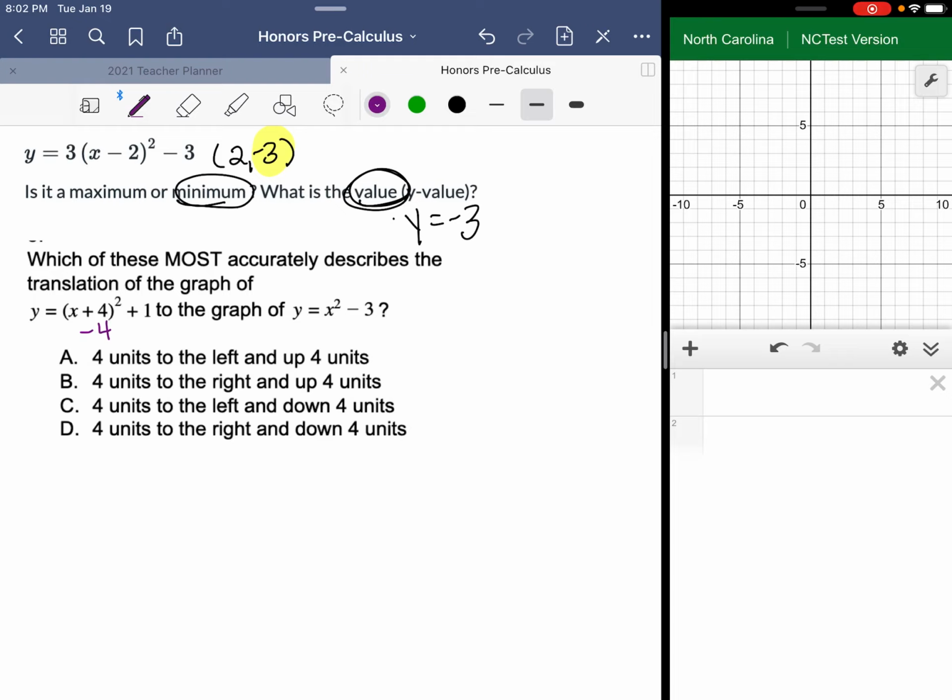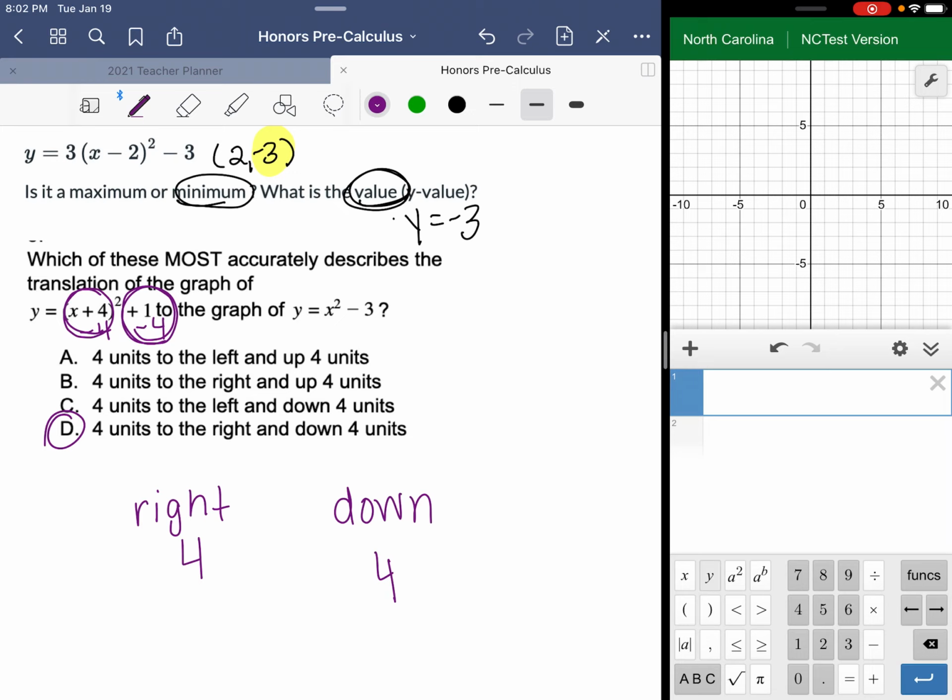And then if I'm at +1 to -3, that means that I would have had to have subtracted 4 as well. So in order to do that, if I'm subtracting 4 in this section, that means that I'm going to be going to the right by 4 units. And if I'm subtracting 4 in this part of my equation, that means I'm going to be going down 4. So we're looking at D as our option.